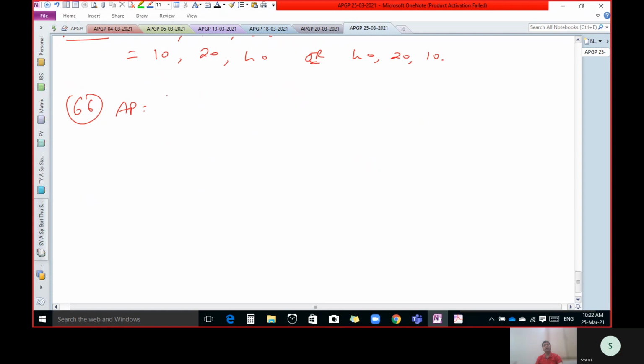Which numbers are better to take in an AP when the sum is known? A, AR, AR square? No, that is for GP. Sorry, here we have to take for AP: A minus D, A, A plus D, because it is AP. Here the sum is given.